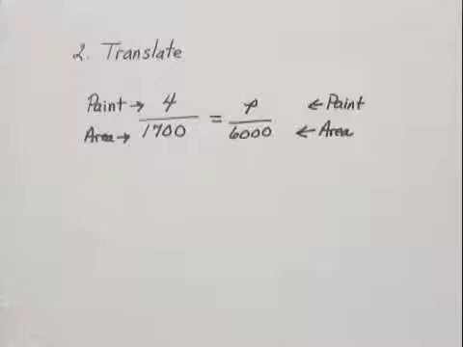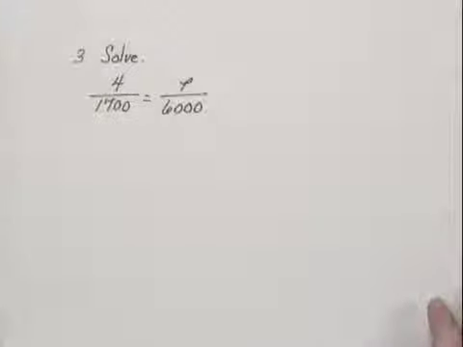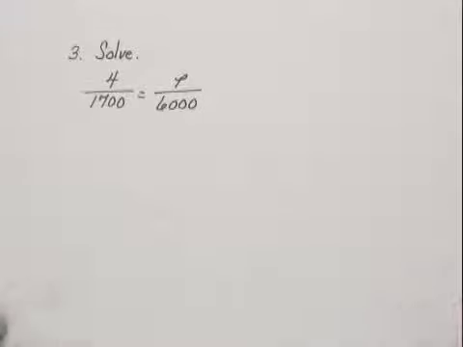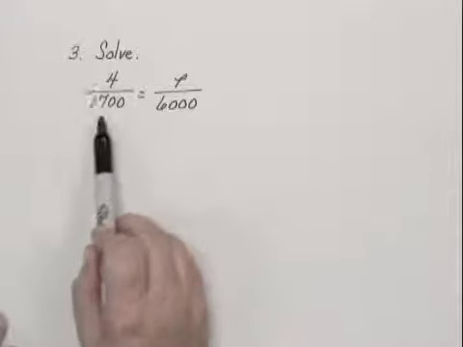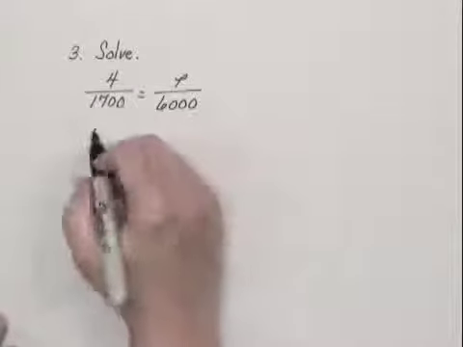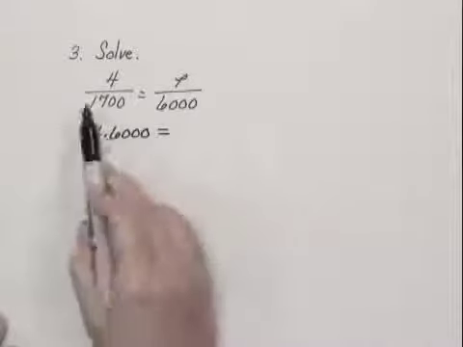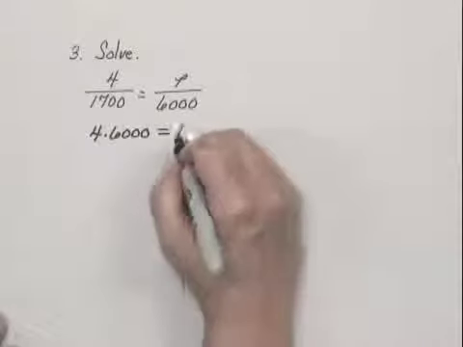So we have a proportion to solve, and to solve this proportion, we can equate cross products since we just have one fractional expression equals another. We have 4 times 6,000 equals 1,700 times P.